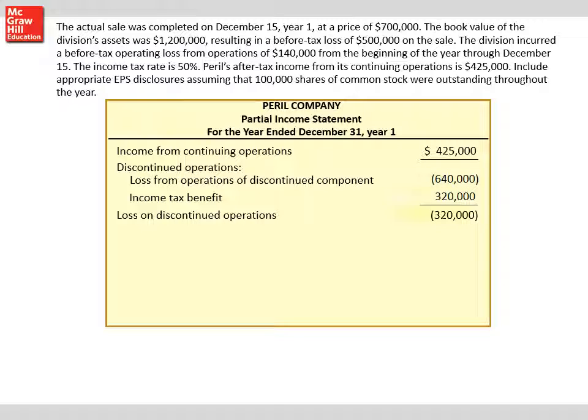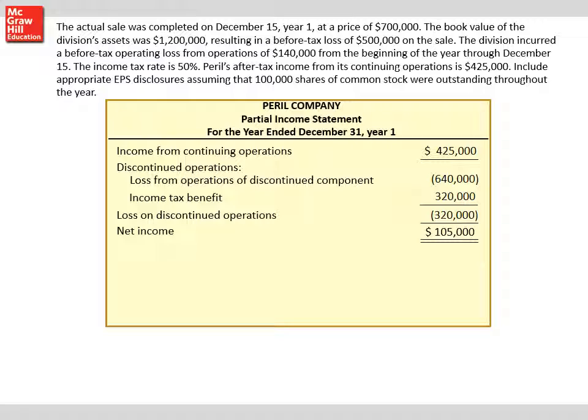So, okay, there we go. We'll now subtract the loss on the discontinued operation from the income from the continuing operation to get our net income. Now we didn't have to do anything with income tax on the 425 because it said it was after tax income. It's already been subtracted out. So we're only focused on the part of the income statement basically where we used to put net income. And that's because this company has a discontinued operation this year.